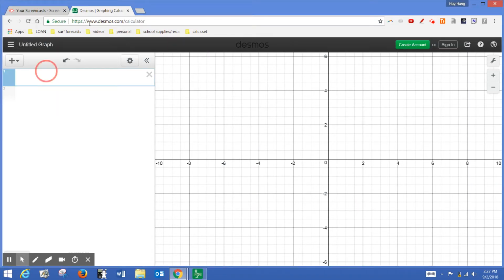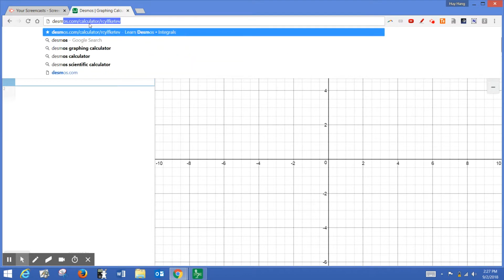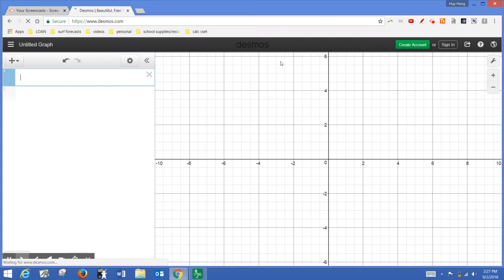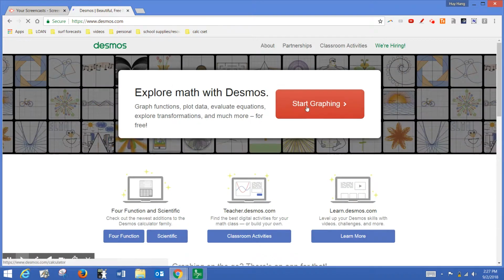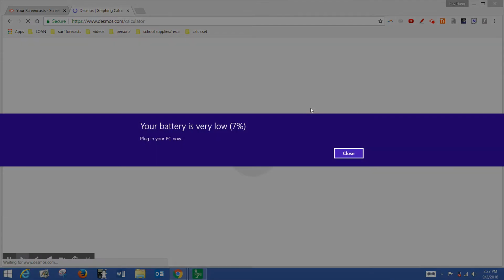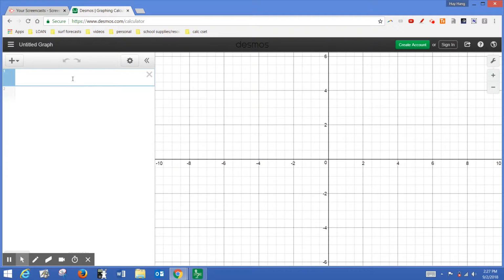So I went to desmos.com. You just type in desmos.com. Let me show you what it looks like when you get to Desmos. Start graphing. You can use a TI-83, but I'm going to just choose to do this. Uh-oh. Battery's kind of running low, guys.